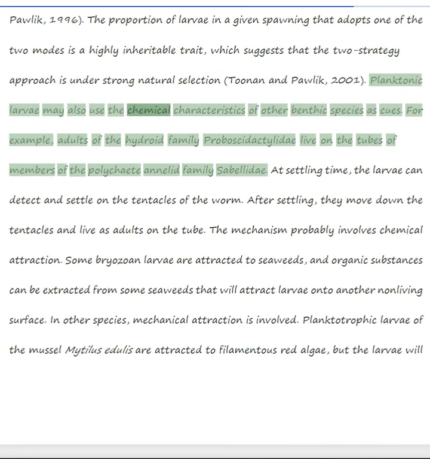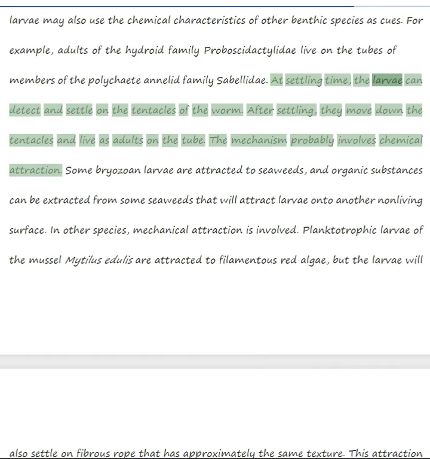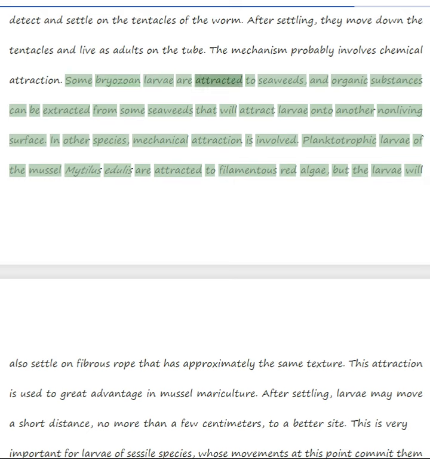Planktonic larvae may also use the chemical characteristics of other benthic species as cues. For example, adults of the hydroid family Proboscidactylidae live on the tubes of members of the polychaete annelid family Cirratulidae. At settling time, the larvae can detect and settle on the tentacles of the worm. After settling, they move down the tentacles and live as adults on the tube. The mechanism probably involves chemical attraction. Some bryozoan larvae are attracted to seaweeds, and organic substances can be extracted from some seaweeds that will attract larvae onto another non-living surface. In other species, mechanical attraction is involved.